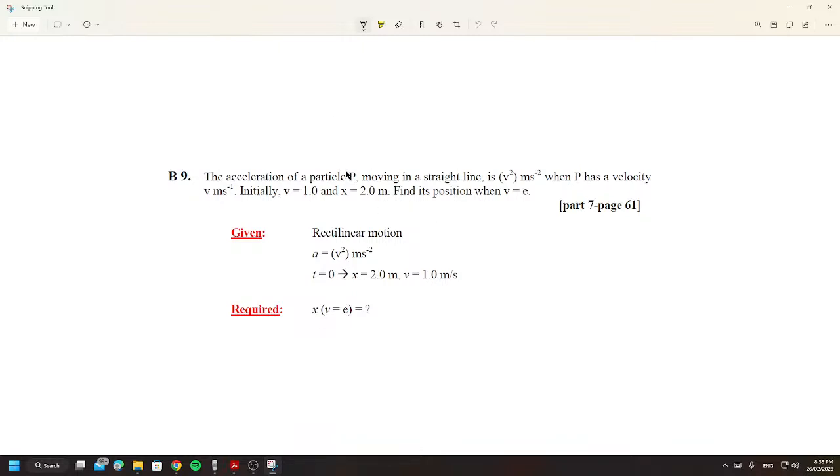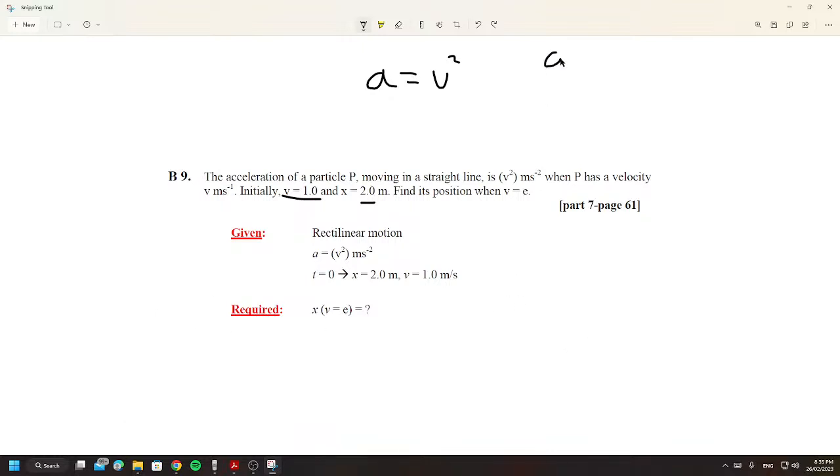Acceleration of particle P moving in a straight line is v squared. So a equals v squared when P has velocity v. Initially v is 1 and position is 2. Find the position when v is equal to e. So I have to derive twice. Oh no, only once. Okay, easy.